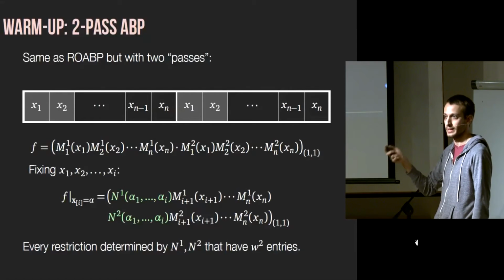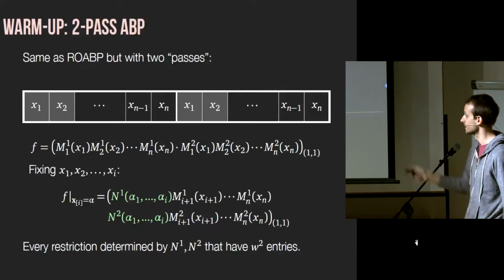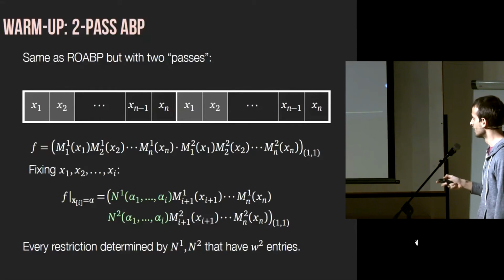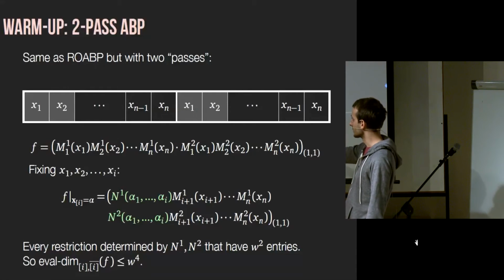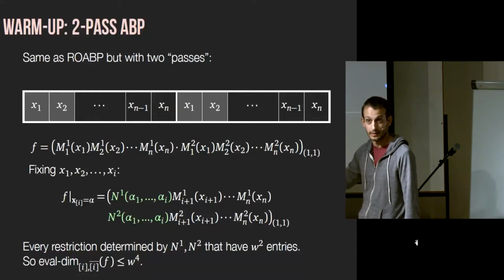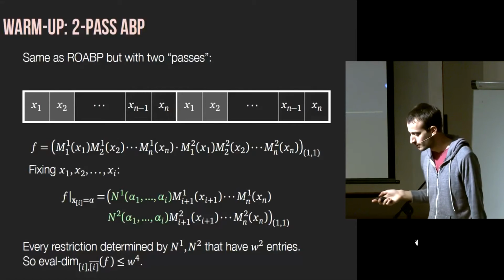Because you can describe to me any element in this subspace by telling me the entries of these matrices, N1 and N2. So the eval dimension of F with respect to the partition 1 through i and i plus 1 through n is at most W to the fourth.